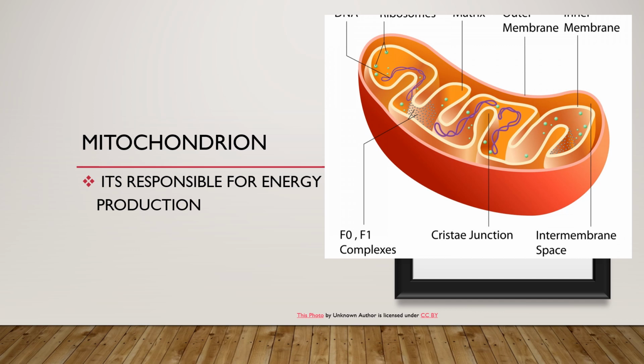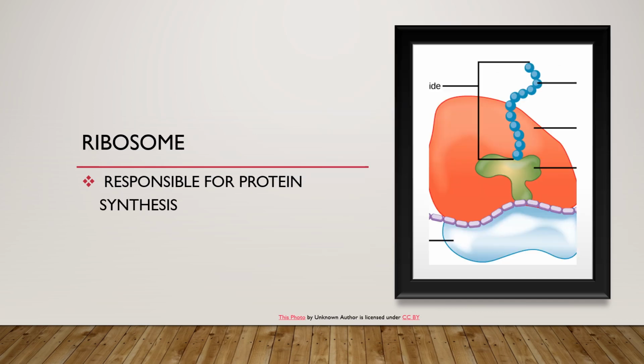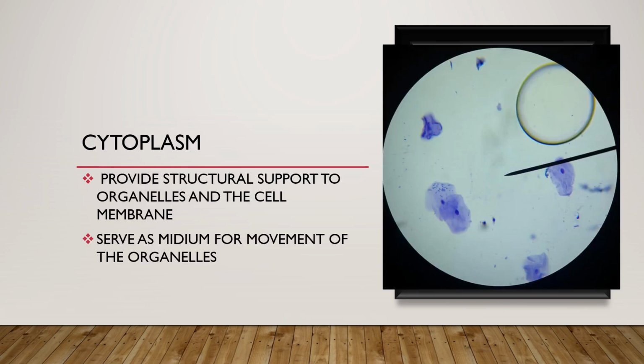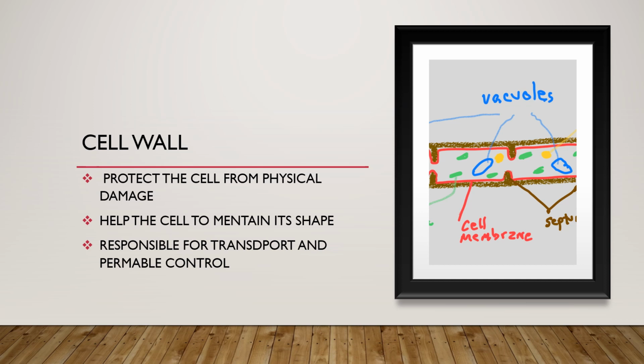Then there's the mitochondria. Mitochondria is responsible for energy production, the one that gives the cells energy. Then there's the ribosome. Ribosome is responsible for protein synthesis. Then there's the cytoplasm. In the cytoplasm, there are two functions. The first function is that it provides structural support to organelles and the cell membrane. It also serves as a medium for movement of the organelles, since you guys know that organelles are also moving in the cell.